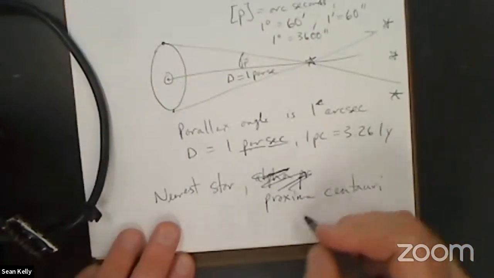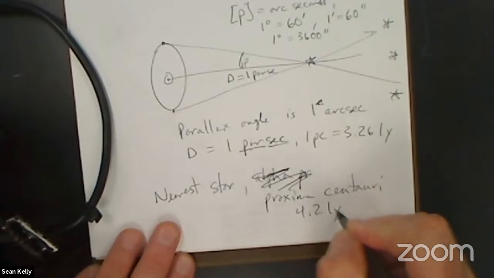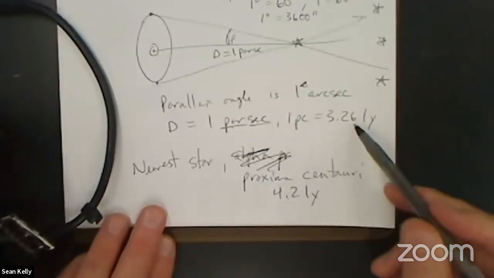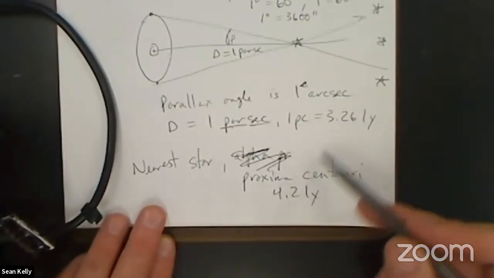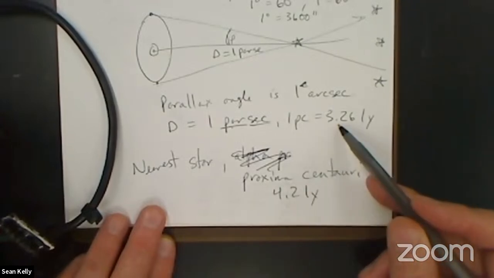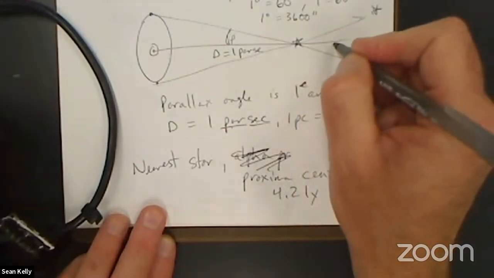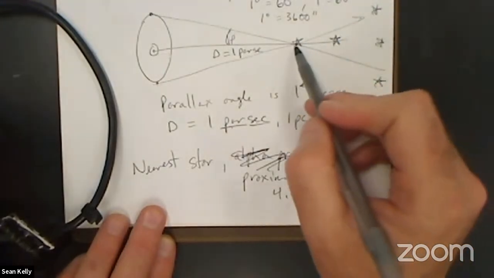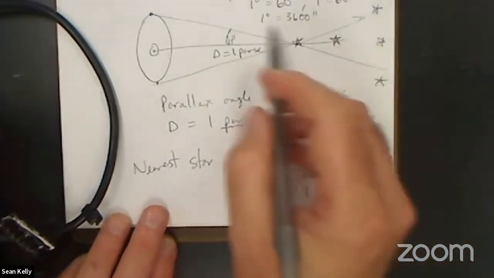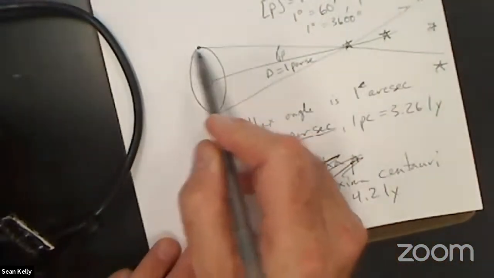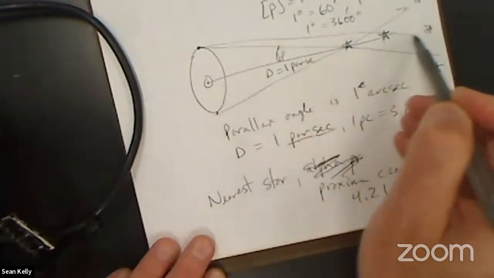Proxima Centauri, and it's about 4.2 light years. So look at this distance and look at this distance. Is it bigger or smaller? Well, it's bigger. So if we actually don't have a star here, but we have a star a little bit further away, this is Proxima Centauri, what's going to happen to the parallax angle if you go further away?